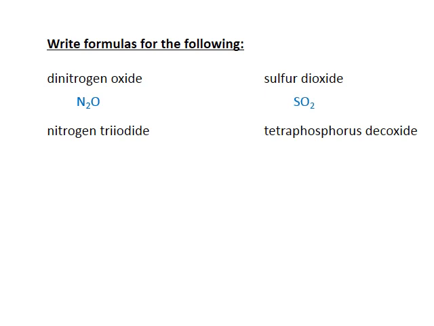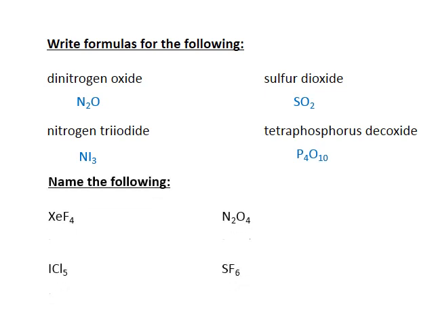Nitrogen triiodide, one nitrogen, three iodines. Tetraphosphorus decoxide. So tetra meaning 4, so there's 4 phosphorus atoms combined with 10 oxygen atoms. Naming is just as easy in covalent nomenclature. I can see in the first compound I have 1 xenon, 4 fluorines, so xenon tetrafluoride. The next one I've got 2 nitrogens and 4 oxygens, so that'd be dinitrogen tetroxide.